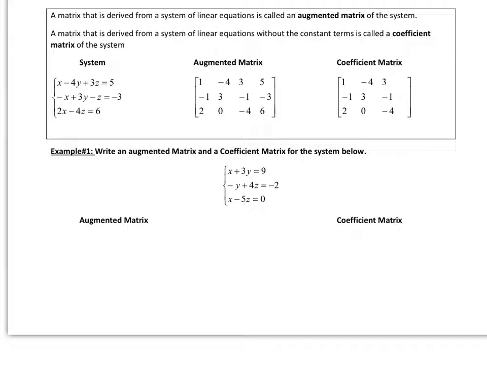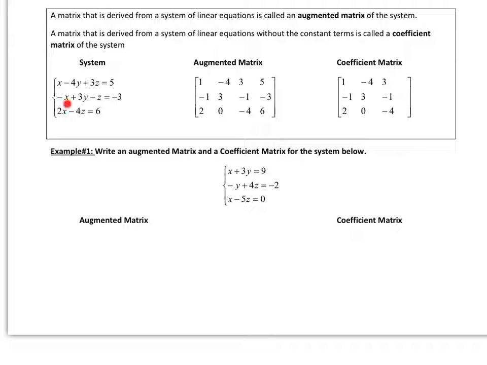A matrix that is derived from a system of linear equations is called an augmented matrix of the system. A matrix that is derived from a system of linear equations without the constant terms is called a coefficient matrix of the system. So let's just look. Here's a system of equations in 3 variables, x, y, and z. This would be the augmented matrix. Basically it's just the coefficients. So x has a coefficient of 1, y has a coefficient of -4, z has a coefficient of 3, and 5 is what it's equal to.